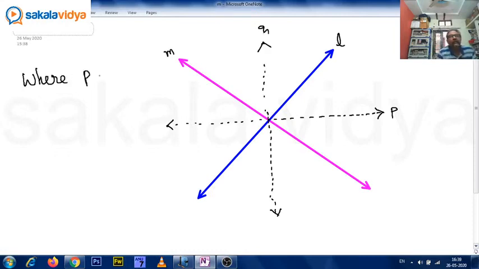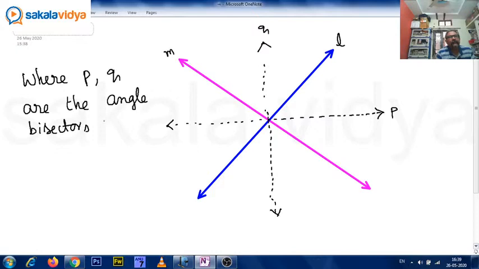P comma Q are the angle bisectors between L and M lines. That means this angle is equal to this angle. So this angle equals to this angle. So two angle bisectors, we shall get it now. Understood now? So now what we need to find out? We need to find out direction ratios of P and Q.